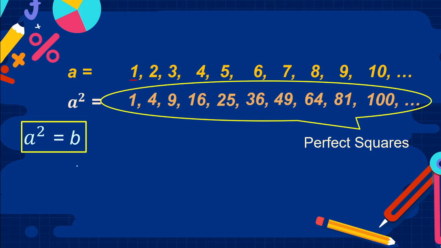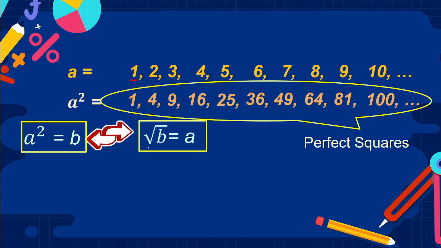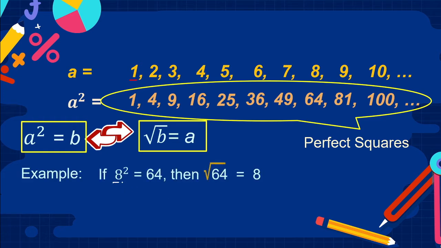If a squared is equal to b, therefore if we get the square root of b, the answer is a. For example, if a squared is equal to 64, the answer is 64. To get the reverse, we get the square root. The square root of 64, the answer is 8. So 8 is a rational number.